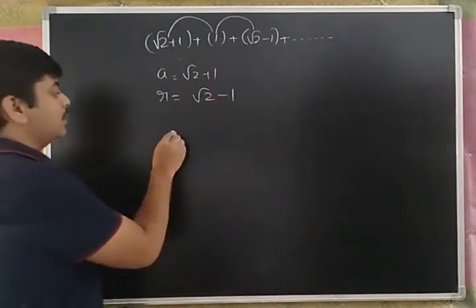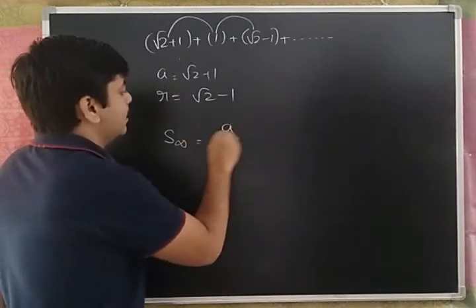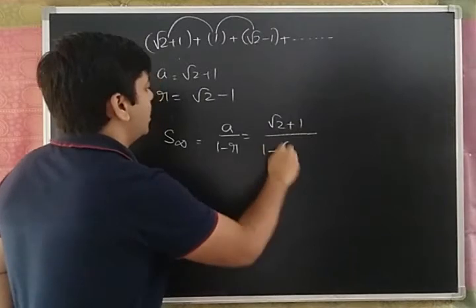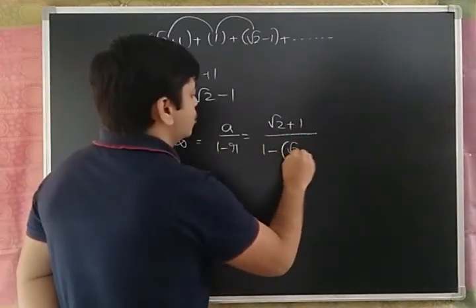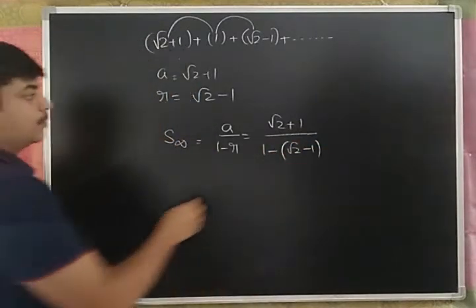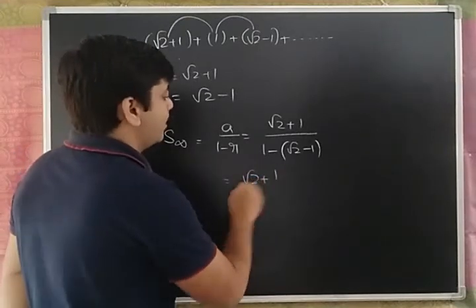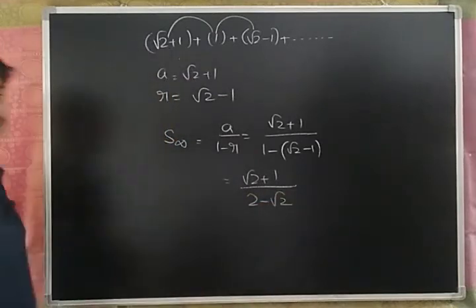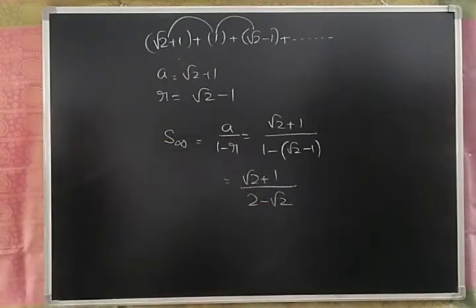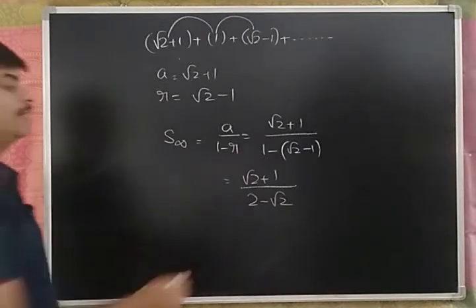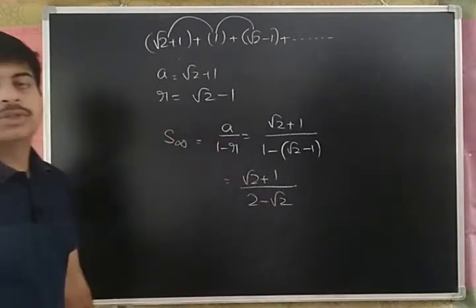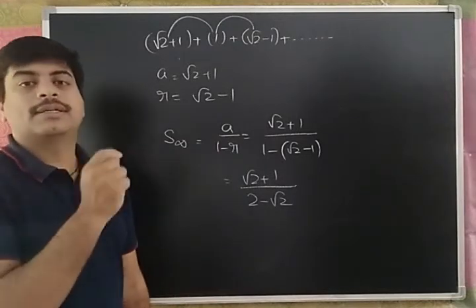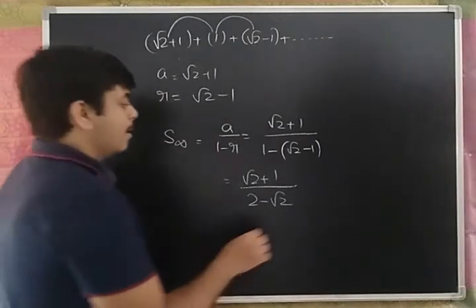So S infinity is equal to a by 1 minus r. What is a? Root 2 plus 1, by 1 minus r. What is r? r is root 2 minus 1. So this is root 2 plus 1 by 1 plus 1, that is 2 minus root 2. Can we leave it like this? We can leave it like this, but in standard notation we don't leave an irrational number in the denominator. That's the reason the concept called rationalizing the denominator comes here. So rationalize that one.